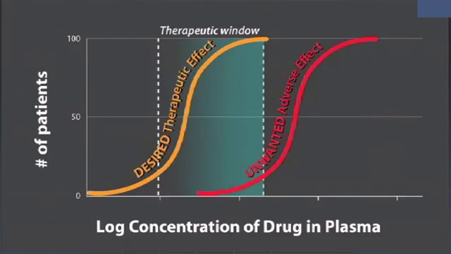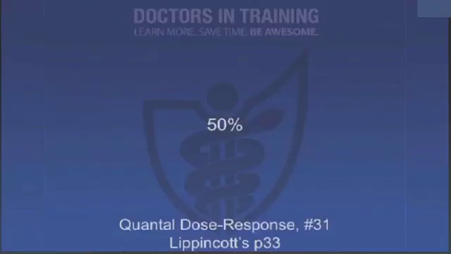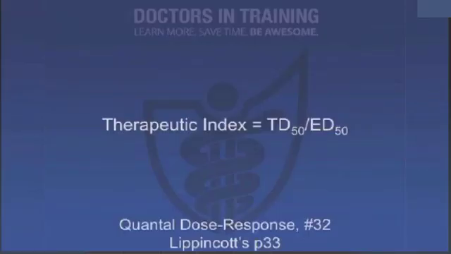And we use this to demonstrate the concept of therapeutic index. So therapeutic index is a ratio of the toxic dose to the therapeutic dose. By convention, we don't worry about what is toxic to 100% of the population or what is therapeutic to 100% of the population. We worry about what is toxic to 50% of the population for these calculations and what is therapeutic for 50% of the population. So the formula there on page 33 is therapeutic index is equal to TD50, or the dose that's toxic to 50% of the population, divided by ED50, or the dose that's effective for 50% of the population. And this is one of those high-yield concepts you really need to know and understand.